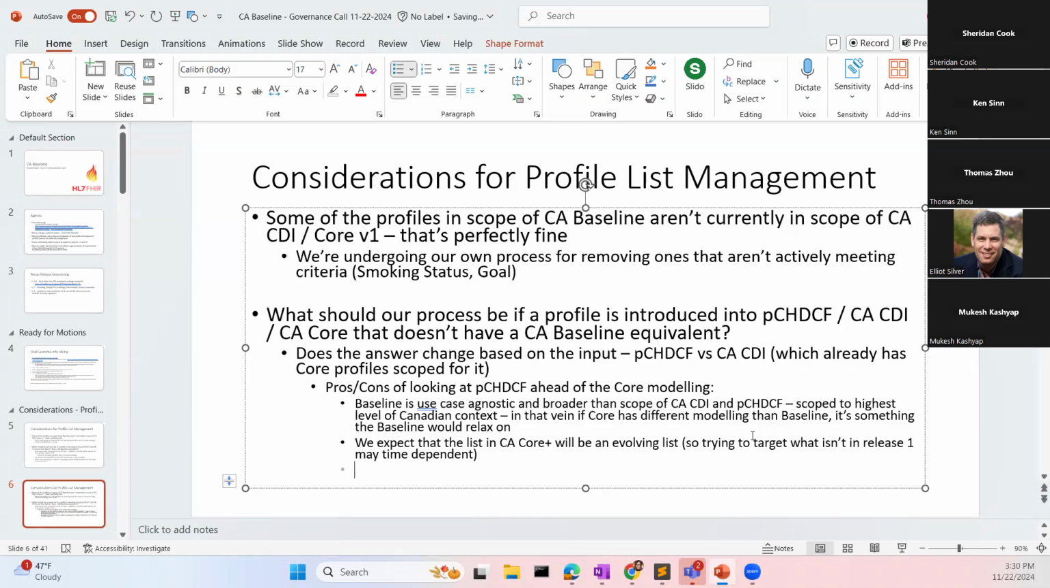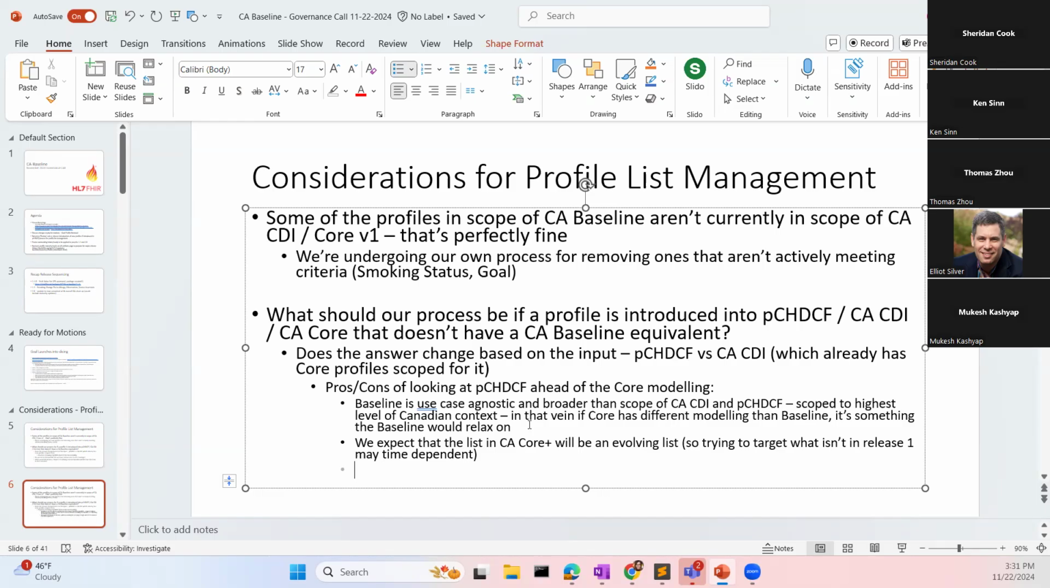Okay, so basically, by the nature of what baseline is intended to be, which is use case agnostic, and given that PCH, DCF, and CACDI also have this kind of minimal primary care lens, that might be one consideration, to not try to do this one-to-one. And the second one is that what is in scope right now for modeling may be time dependent and is expected to change over time. So it may not be efficient to say, well, we'll look at the things that are in PCH, DCF that aren't in CACDI right now.